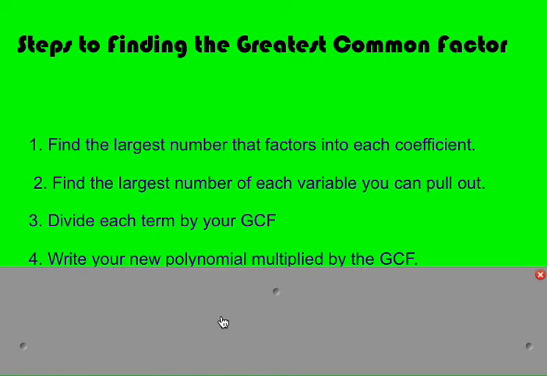For number 3, you want to divide each term by your greatest common factor, which is what we just found. Then we want to write our new polynomial multiplied by the greatest common factor. So this is actually really key. You want to make sure that you're not taking anything out of the actual problem. You don't want to just have something disappear. So if we were to do what we did on number 1 and number 2 and factor everything back in, you still should have the exact same answer. If you don't, then you did something wrong.